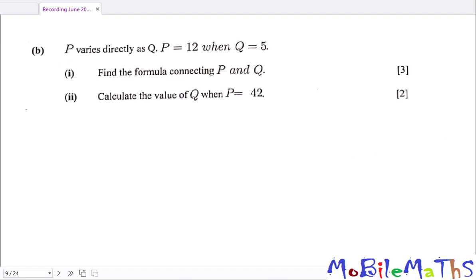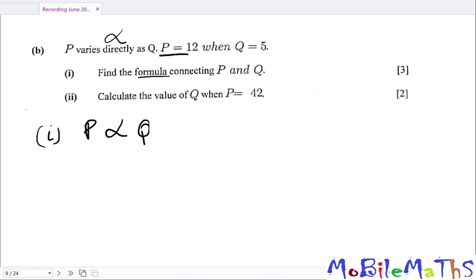We are still on variation. So here they say P varies directly with Q. When they say varies, we use this sign. So I can say the first part, that's the first question: find the formula connecting P and Q. So we are saying P varies, so we write our P and we say P varies directly with Q like that.